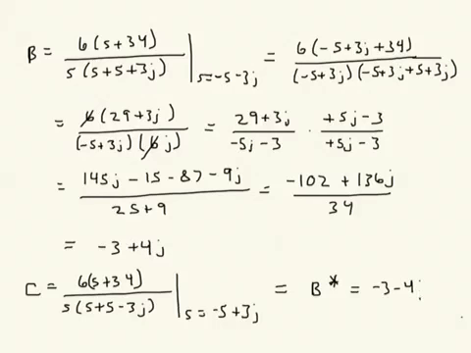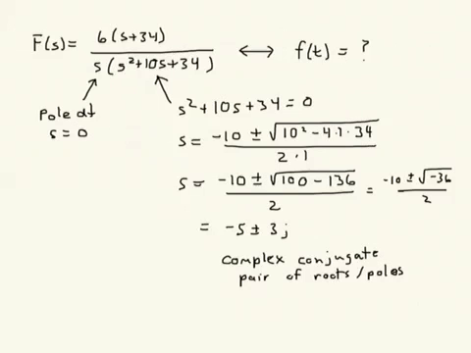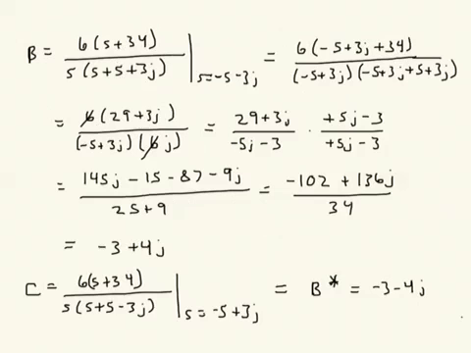Well, I know that because if I look back here, all of the coefficients here are real. Okay, all of the coefficients are real. So I know I'm going to end up with B and C being complex conjugates of one another. So I encourage you to work it out on your own paper. Go ahead and solve for C on your own and show that it is equal to minus 3 minus 4j.